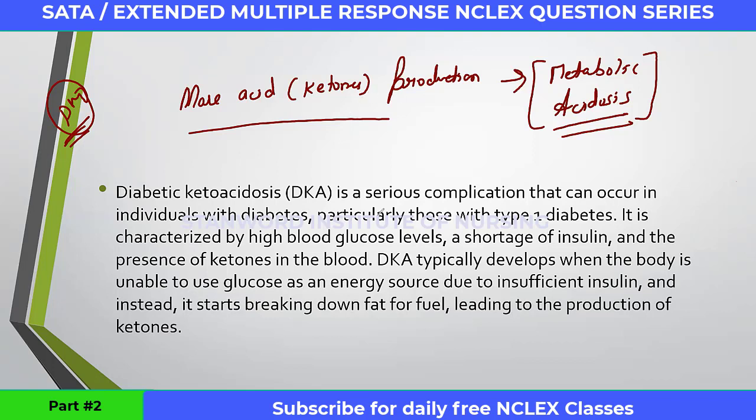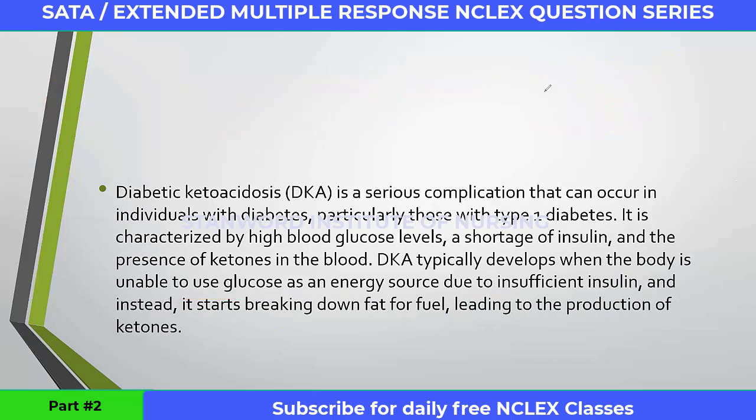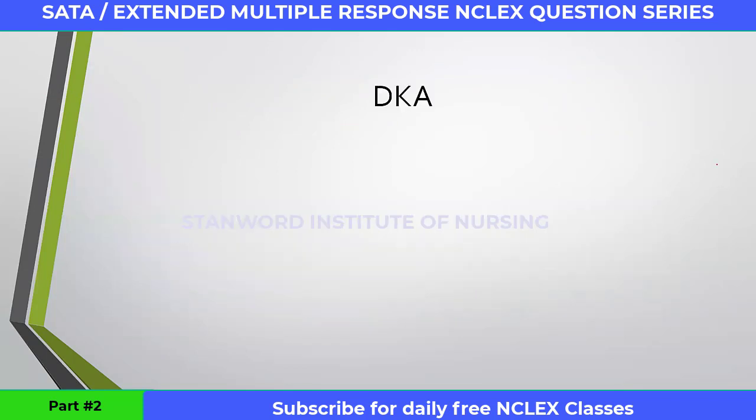So we know that when the body is unable to use glucose as an energy source, due to insufficient insulin, it starts to break down fat for fuel. And when there is more and more fat breakdown for fuel, that leads to the production of ketones. So here I have explained more and more acid production will lead to metabolic acidosis, and this condition is called diabetic ketoacidosis.